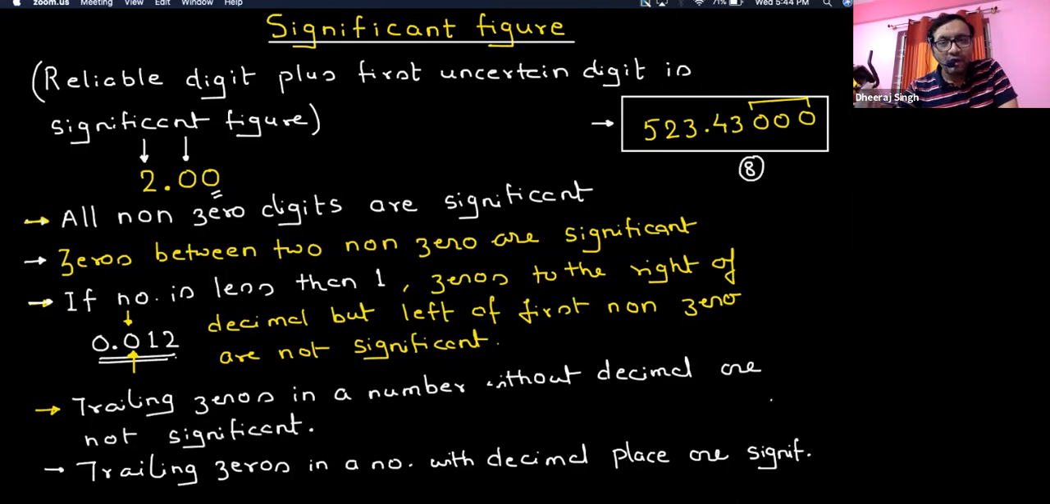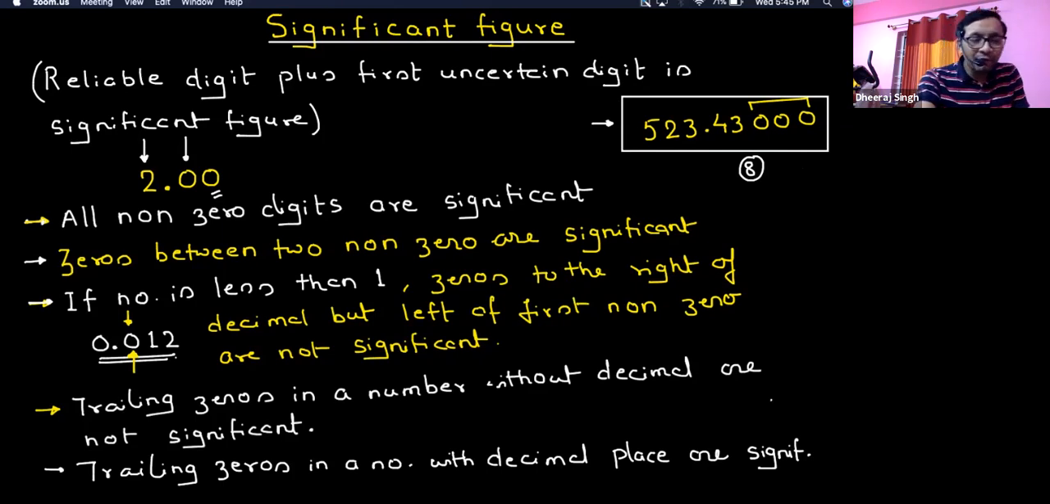8. All non-zero digits are anyway significant: 5, 2, 3, 4, 3. They are significant because they are non-zero, so you can blindly say that. These are the trailing zeros, coming after the decimal place. Are these 3 significant or not? They are significant. So 5 plus 3, total 8 significant figures.